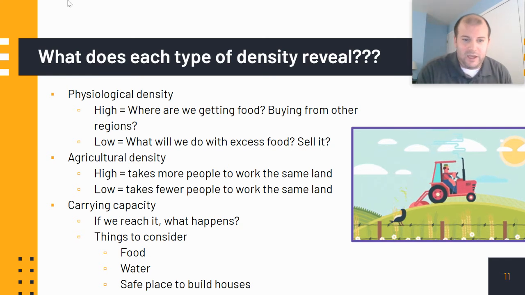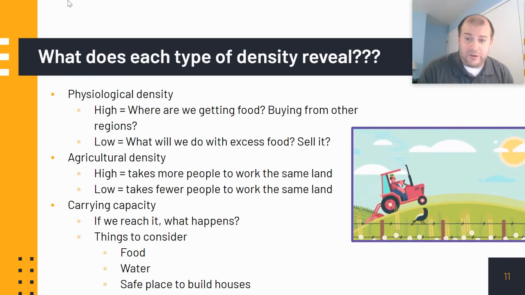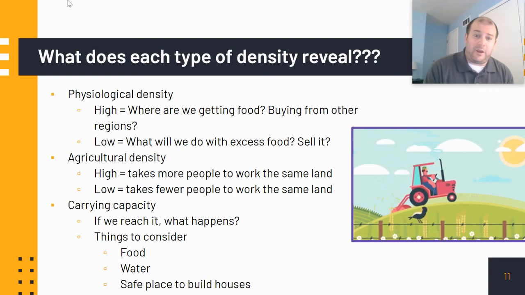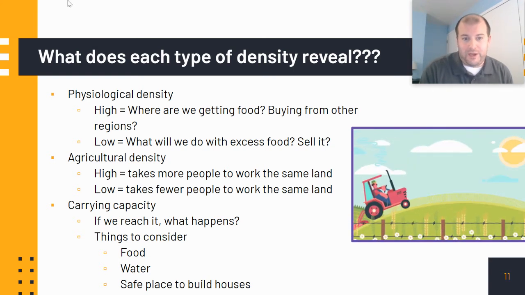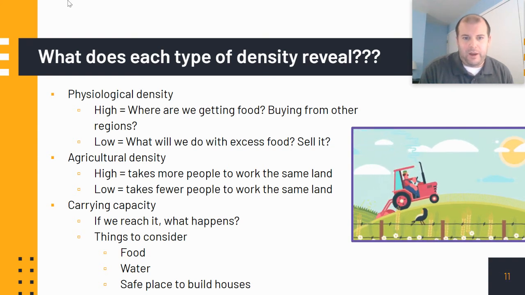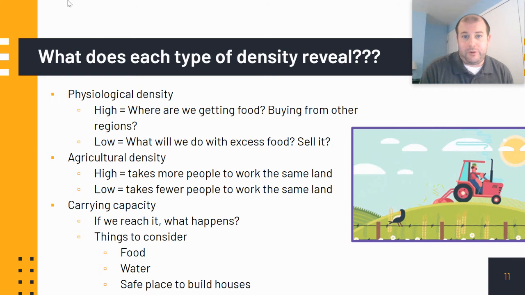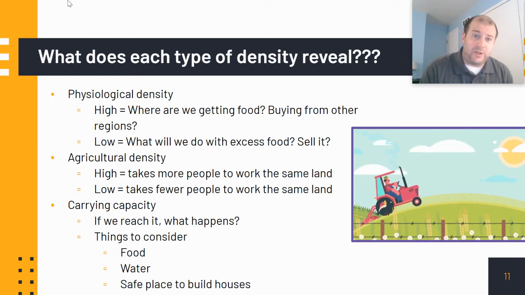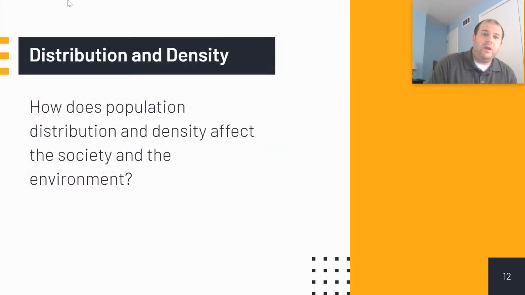Focusing on carrying capacity, again, if a population reaches the carrying capacity of a geographic space and exceeds the carrying capacity, we have a situation called overpopulation. And if an area is overpopulated, how are people's basic necessities of food, water, and shelter going to be met? These are serious issues. So the last question here is, how does population distribution and density affect society and the environment?